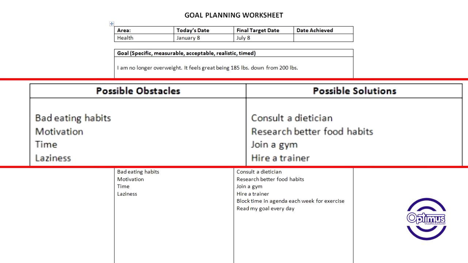Now, obstacles are to be expected. It's like climbing a mountain. You can't expect to just walk your way up a mountain. The steeper the mountain, the more obstacles there's going to be. And the more prepared you are to deal with them, the easier it's going to be to continue on your journey. So goal setting is the same thing.